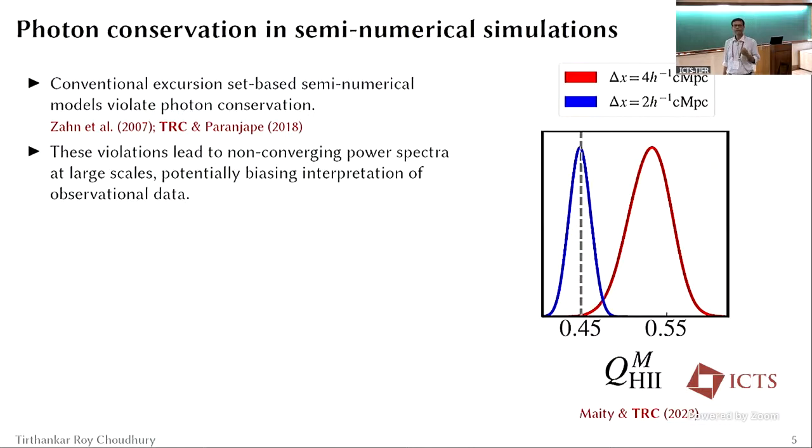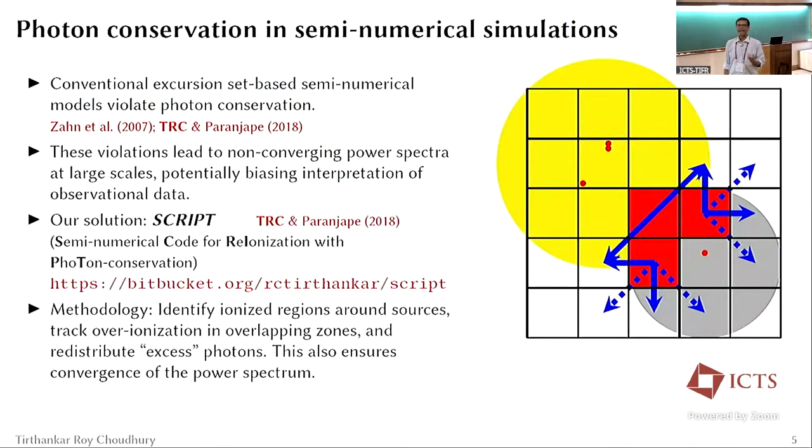But more importantly, what we were finding, at least with our excursion set models, was that these led to power spectra which were not converging at large scales. Depending on the resolution you use to run your simulation, your large scale power spectra were varying, were not the same. So when we were trying to generate mock data and recover parameters, we were seeing that unless we use the correct resolution which was used to generate the mock data, we were getting biased results.